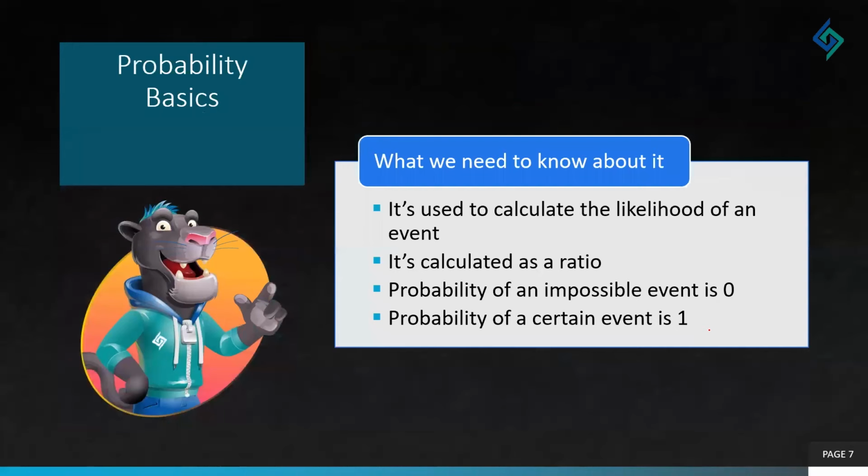Right? Okay. Now let me talk about probability. Right? I hope all of you know what probability is.